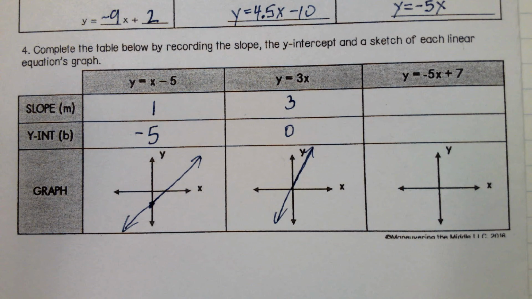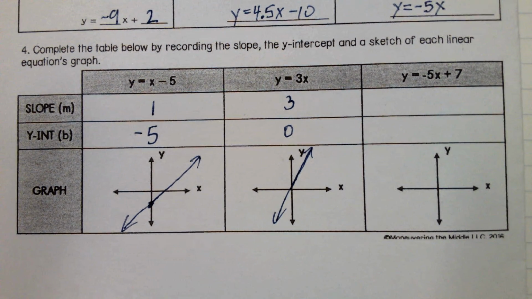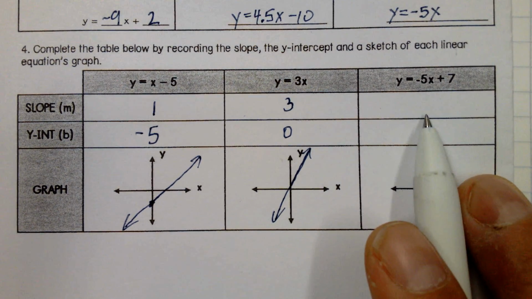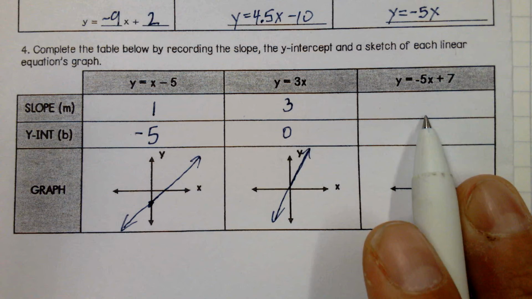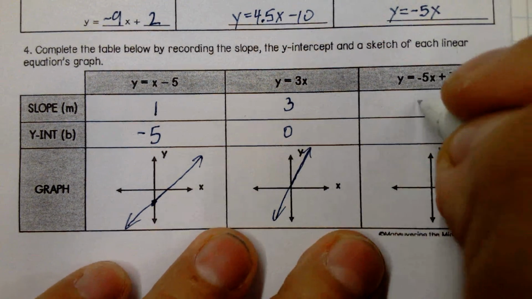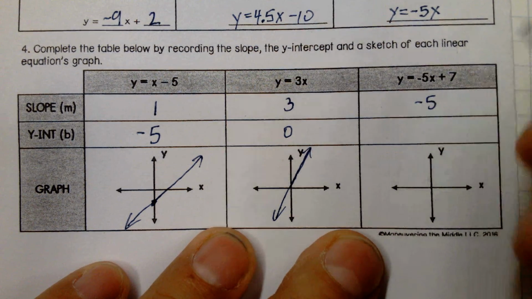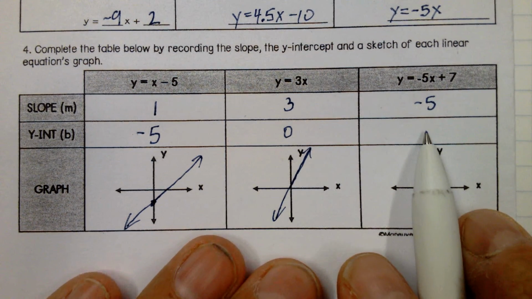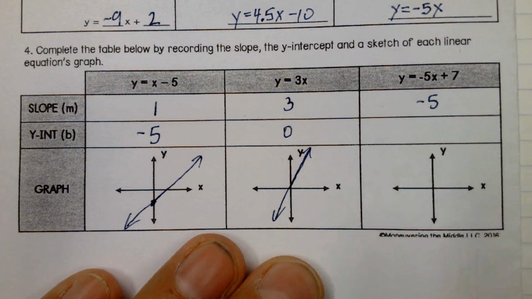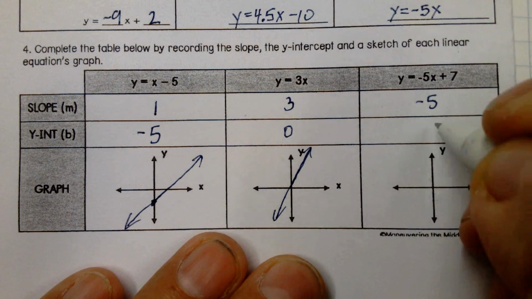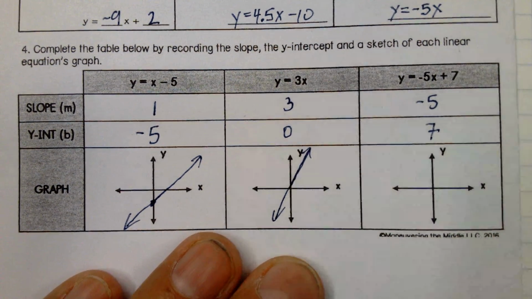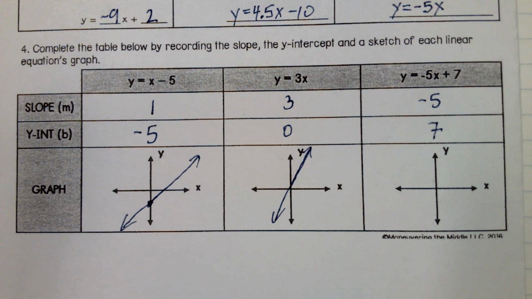Let's try the next one. Y equals -5x plus 7. I want to see some new hands for the slope here, or else I may call on you. All right, Isabella. -5. Very good. Okay, how about the y-intercept? Yes, Catherine. What is it? 7. Very good. Okay. Now let's use that information.